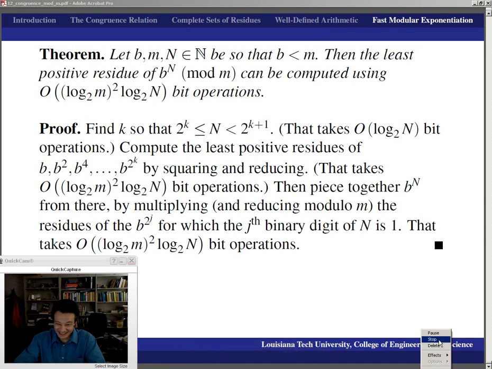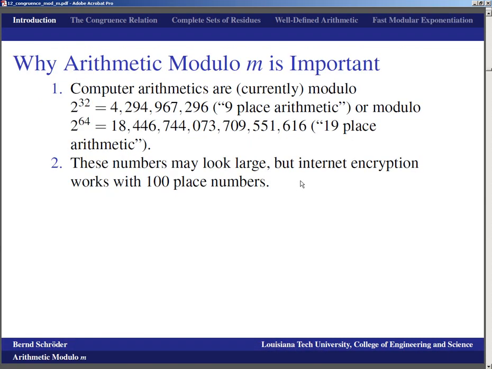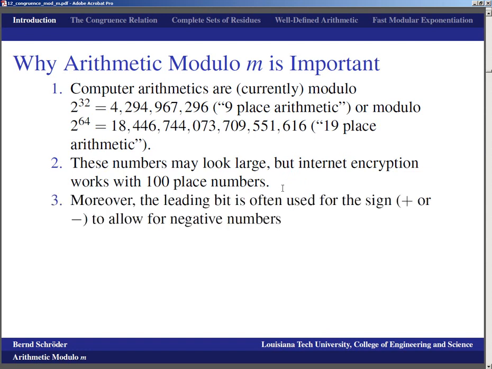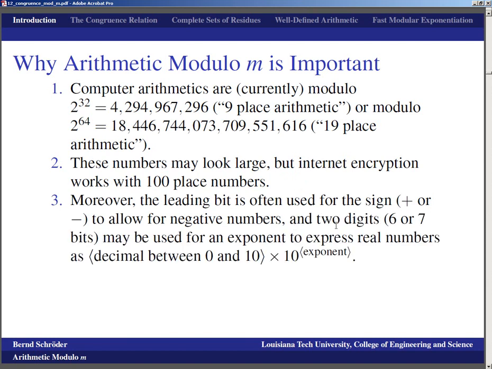Numbers may look large, but internet encryption works with 100-place numbers routinely, or even larger numbers. So that means we need more places of precision. And the leading bit is often used for a plus or a minus sign, so that we could use negative numbers. And 2 digits, 6 or 7 bits, may also be used for an exponent, so we can express real numbers in, I guess that's called scientific notation.